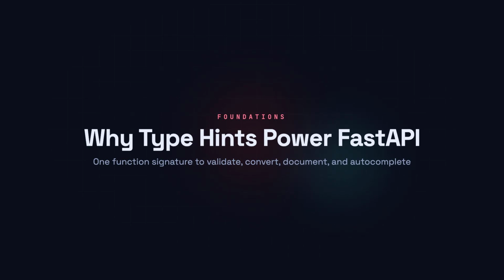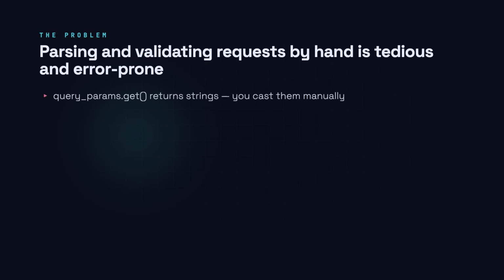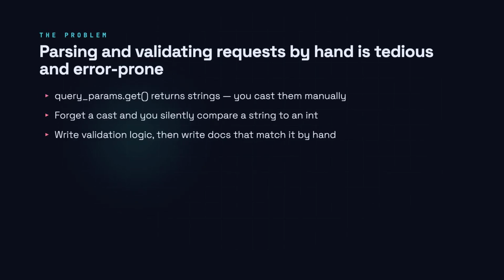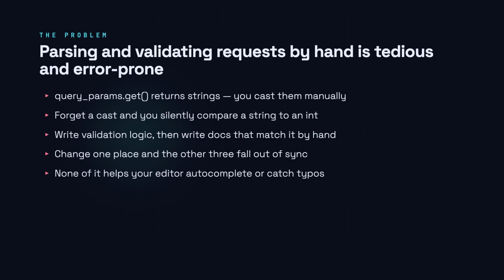Before FastAPI, handling a web request in Python meant a lot of manual plumbing. You would pull a value out of the query string, cast it from string to integer, check whether it is in range, and then separately document all of that in a docstring or a spec file. Every one of those steps is a place where the code and the docs can drift apart, and your editor has no idea what shape the data is supposed to be.